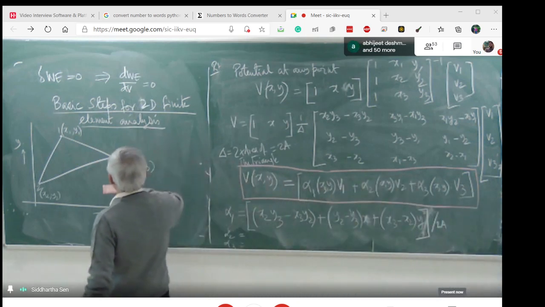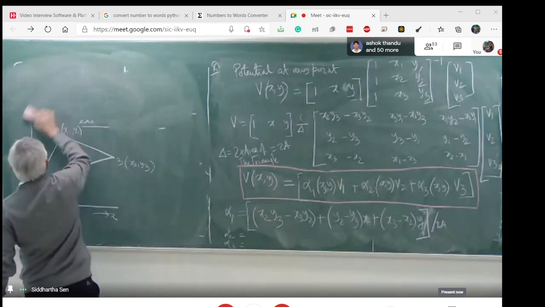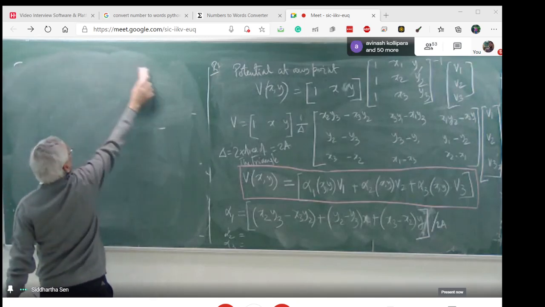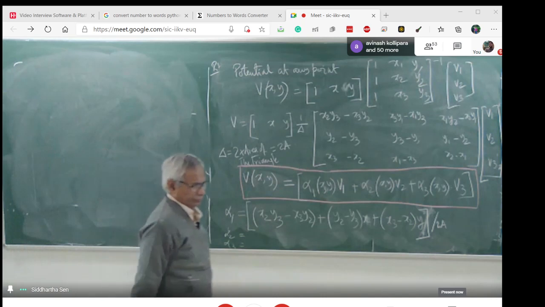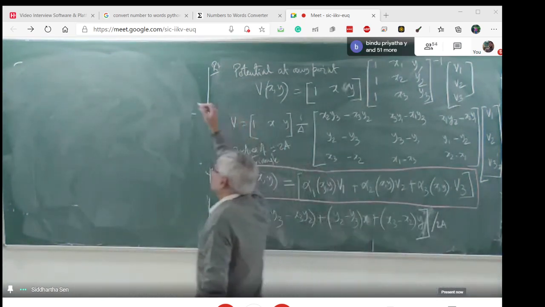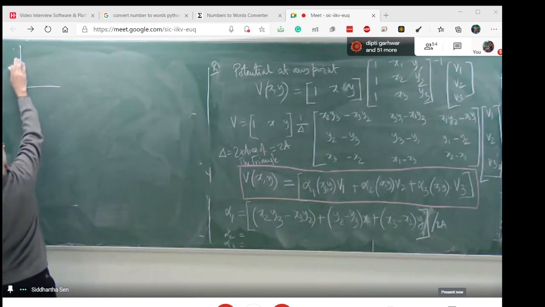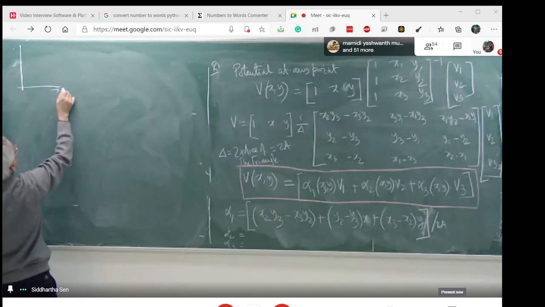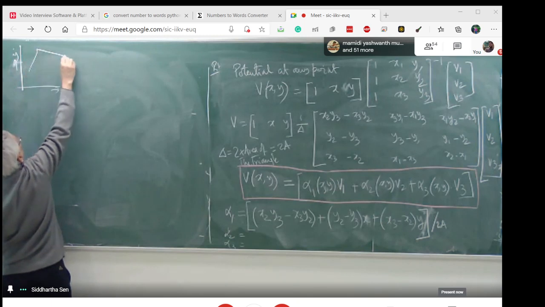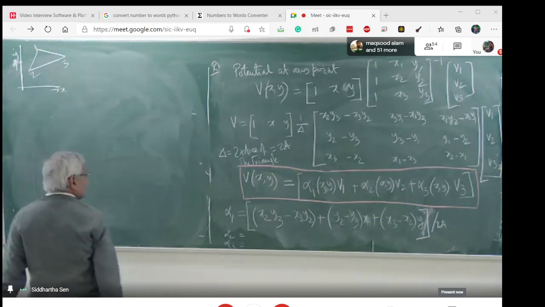So, I think this part I am removing it. Basically, this is the triangle. We'll try to draw it like this. This was the triangle there.